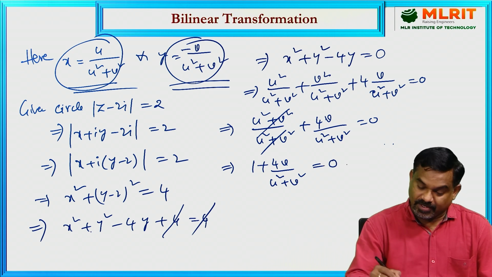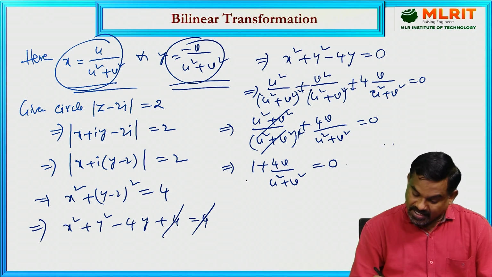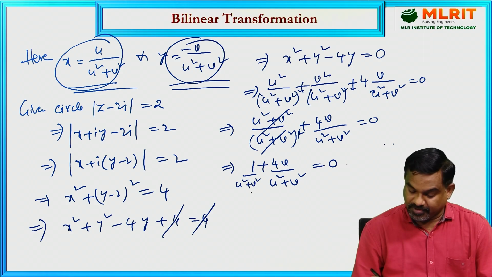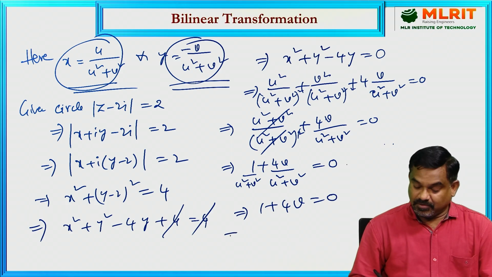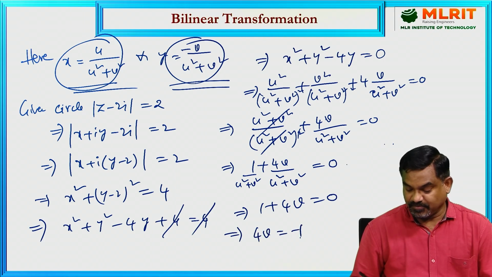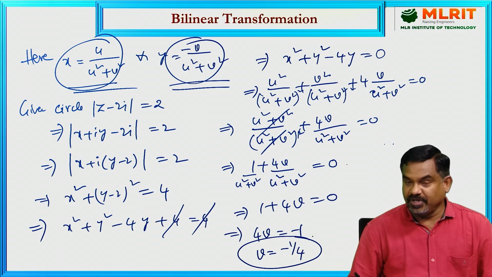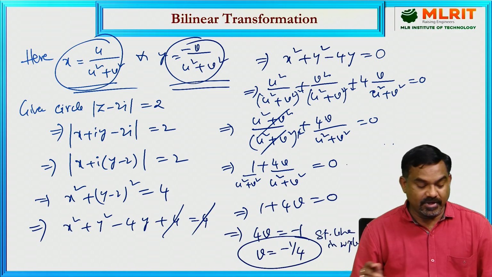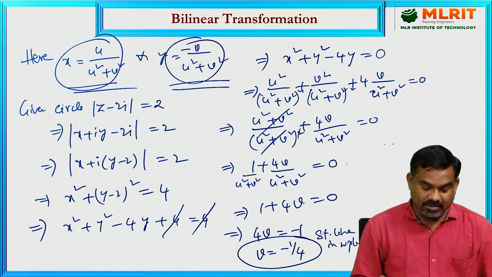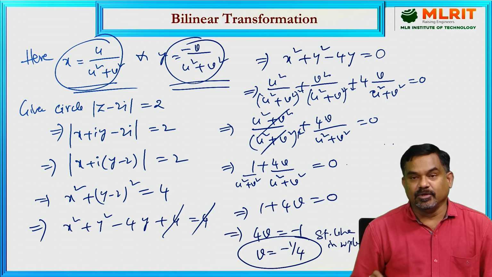So we have whole square term here, so this square gets cancelled, u square plus v square, which is 1 plus 4v equal to 0. So that implies 4v is minus 1 and v equal to minus 1 by 4, which is again a straight line in W plane. So here a circle in Z plane is transformed to a straight line in W plane.